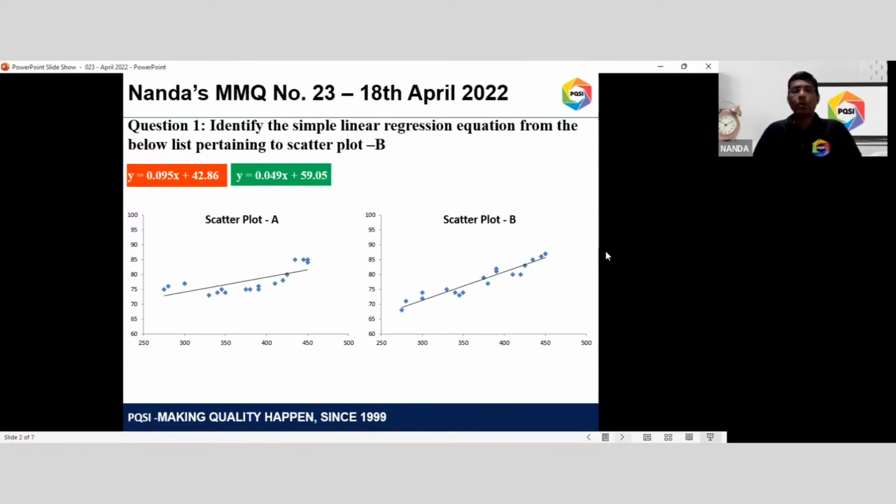It's pretty straightforward. For those who are familiar with scatter plot and the regression equation, I think you should be able to get that straight away. So look at scatter plot A and scatter plot B, and then tell us, out of these two equations displayed in red and green color, which equation, in your opinion, pertains to scatter plot B? So that's question number one.